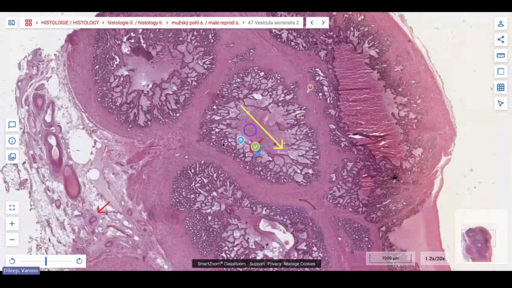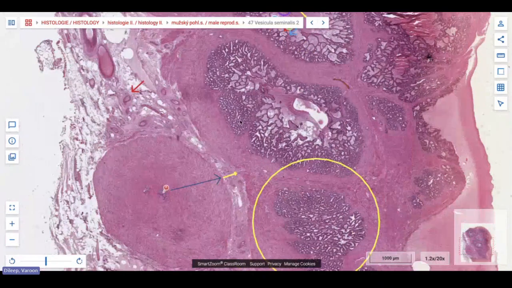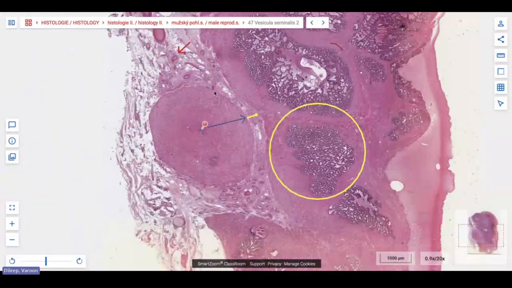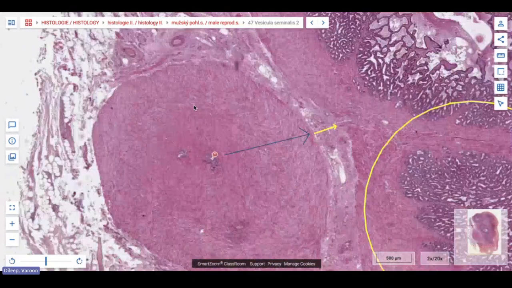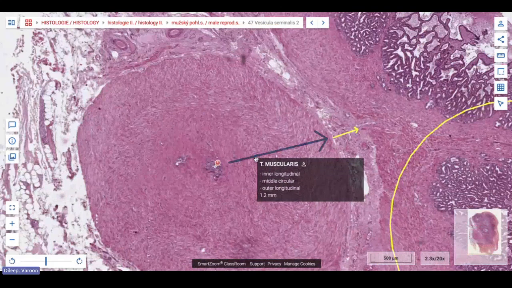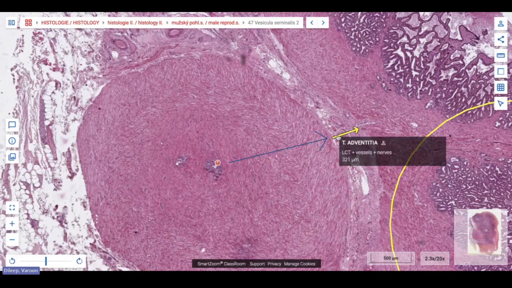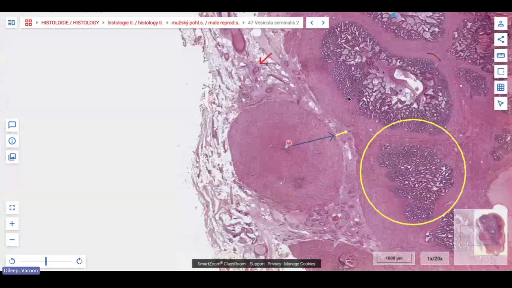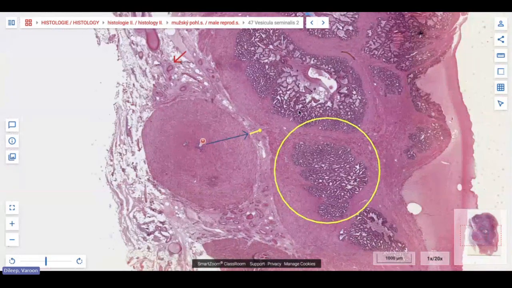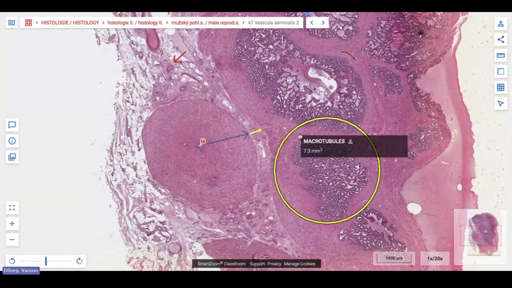I don't think there's anything else in this slide. Sometimes in this slide, you can also see the ductus deferens. Again, this is the ductus deferens. These are the muscle layers: inner longitudinal, middle circular, and outer longitudinal layer. And then this is the tunica adventitia. Overall, combined, this is called a macrotubule network.